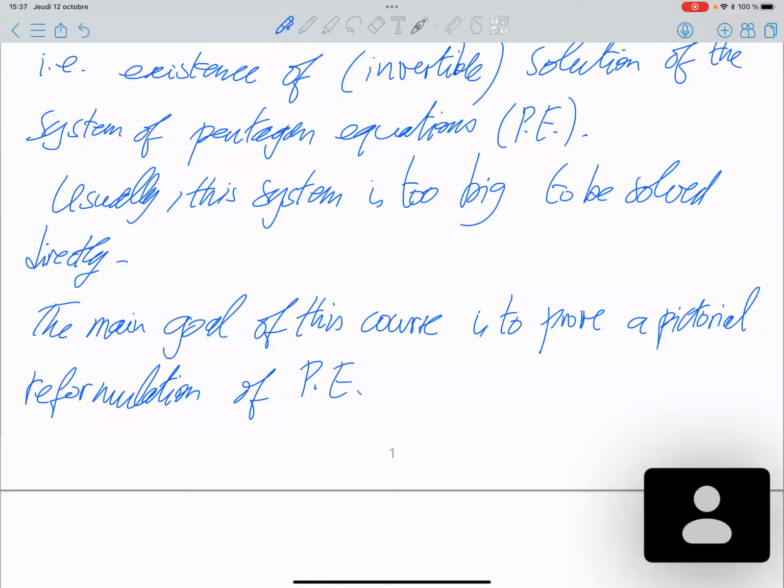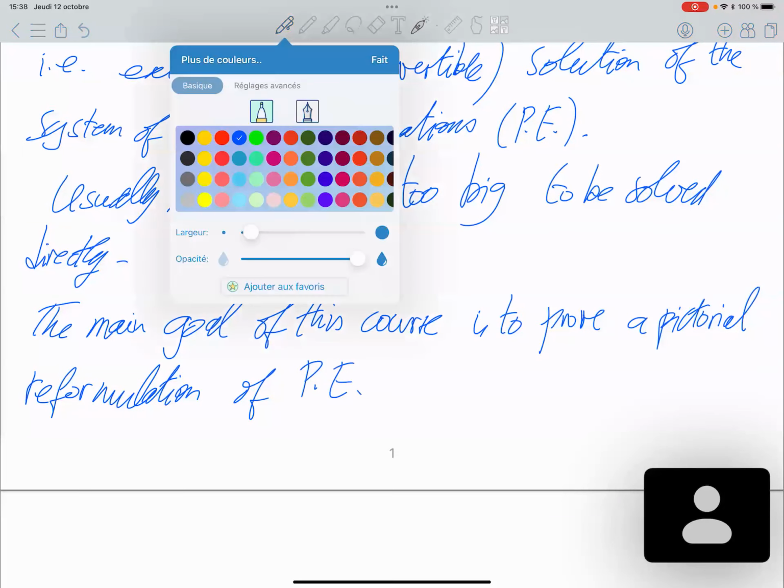And when we say pictorial, I mean it will make sense in category theory. It's not just an idea. So let me write it like that.